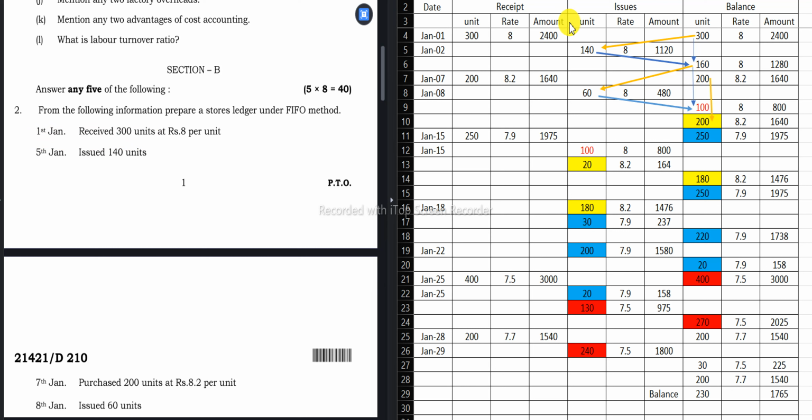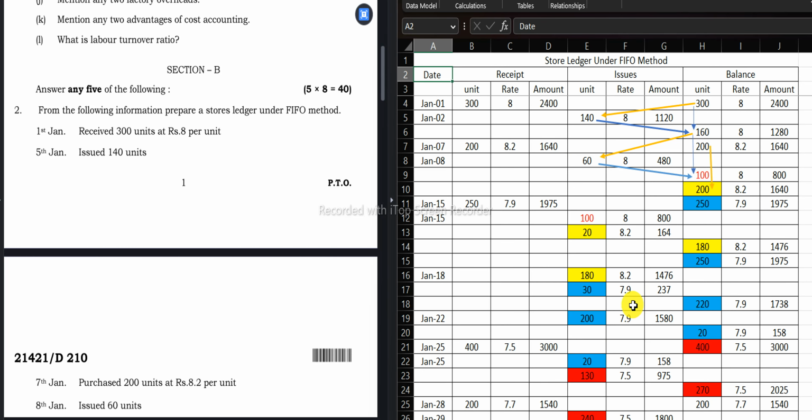Now I have a format here. Store ledger under FIFO method. We required 10 columns. First column is a date. Next one receipt. Under that 3 columns: unit, rate and amount. Under issue column we required 3 columns: unit, rate and amount. Under balance column we required 3 columns: unit, rate and amount.